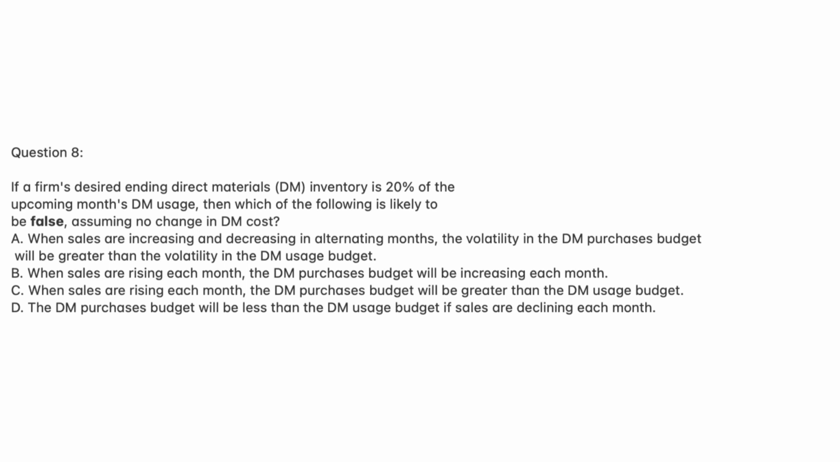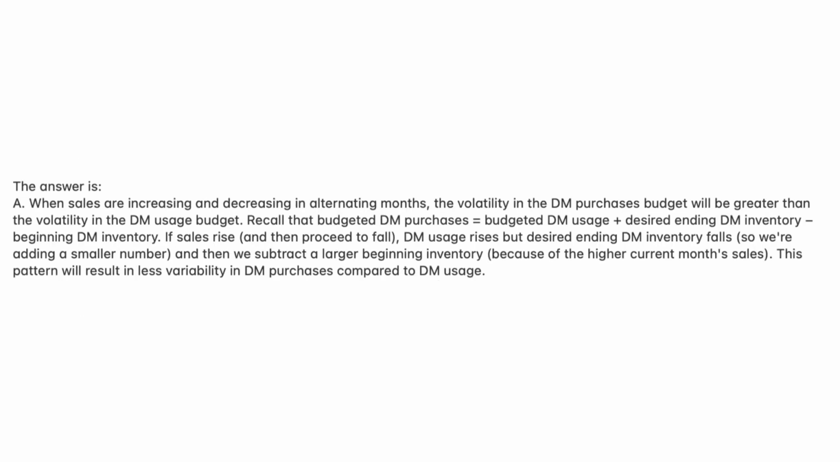B. When sales are rising each month, the DM purchases budget will be increasing each month. C. When sales are rising each month, the DM purchases budget will be greater than the DM usage budget. D. The DM purchases budget will be less than the DM usage budget if sales are declining each month. The answer is A. When sales are increasing and decreasing in alternating months, the volatility in the DM purchases budget will be greater than the volatility in the DM usage budget.